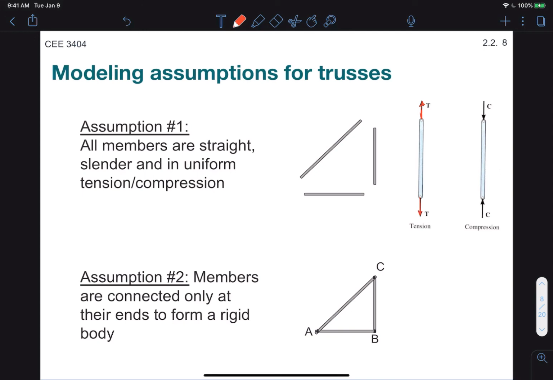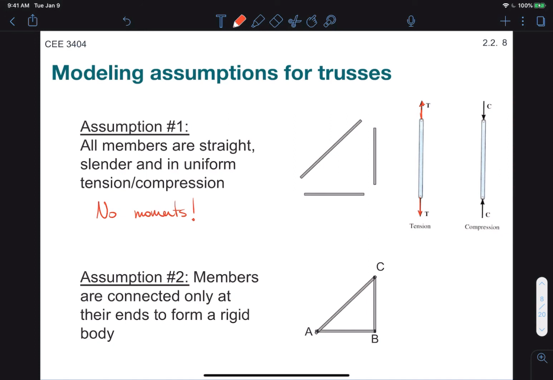This also means that there is no moment applied to any of these members, right? So we assume that truss members cannot sustain any moment, only tension and compression forces. So they are in effect tensile and compressive members, but not beams.